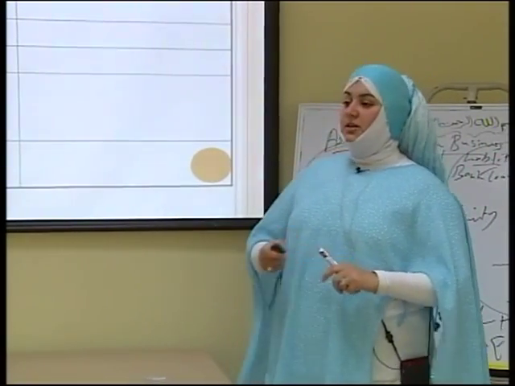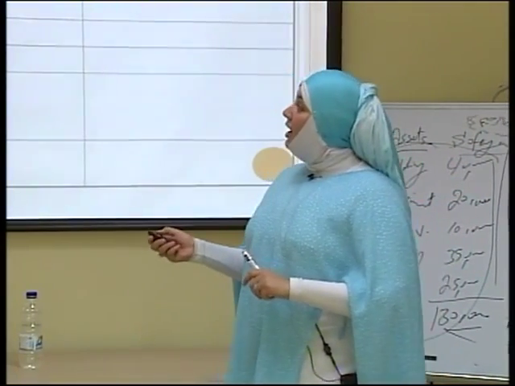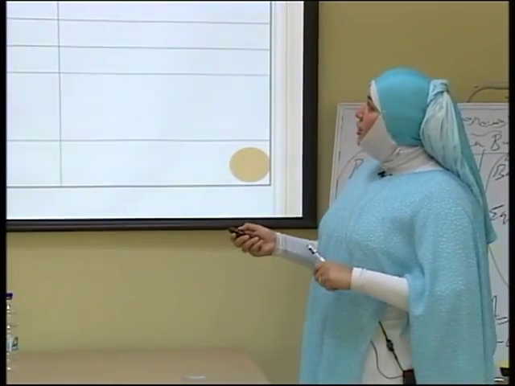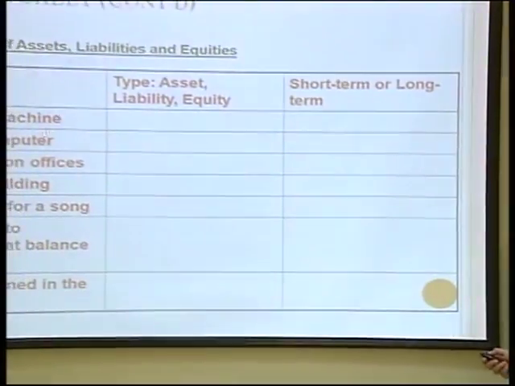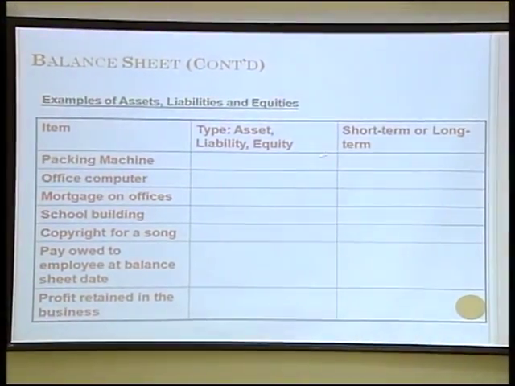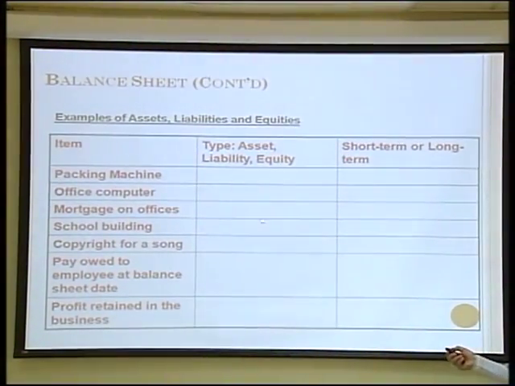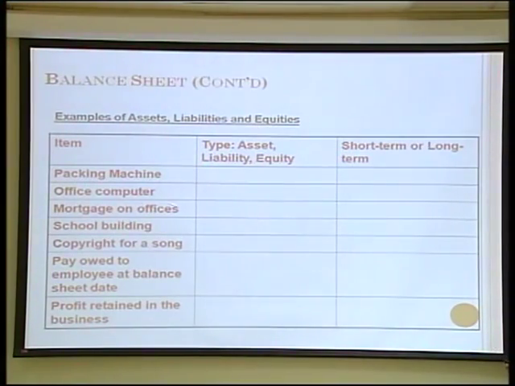Let's take this example. Here are these items. I'd like you to identify the type of each: is it asset, liability, or equity? And if you can, further classify them into short-term or long-term. Packing machine. Asset. Excellent. Short term or long term? Long term. Office computer. Asset also. Long or short? Long.